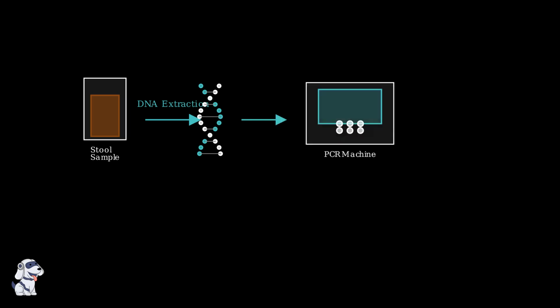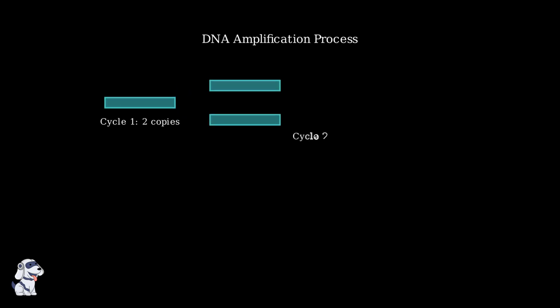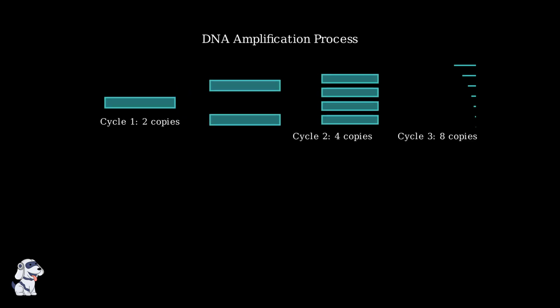The extracted DNA is then placed into a PCR machine, which uses specific primers designed to target only Entamoeba histolytica DNA sequences. These primers are like molecular keys that only fit the lock of our target parasite. PCR works through repeated cycles of heating and cooling. Each cycle doubles the amount of target DNA. Starting with just a few DNA molecules, we can create millions of copies in about 30 to 40 cycles.